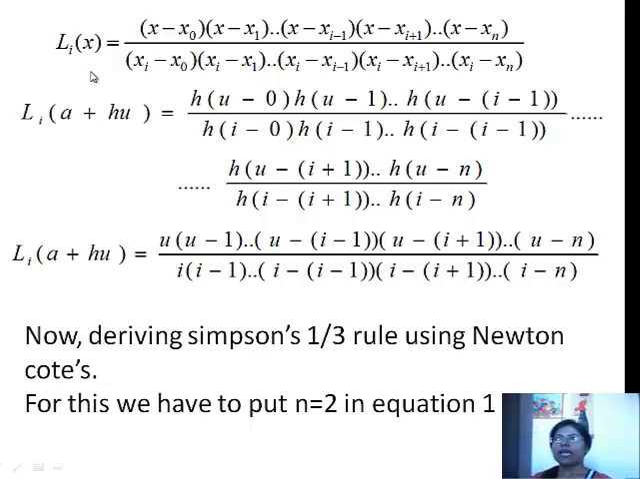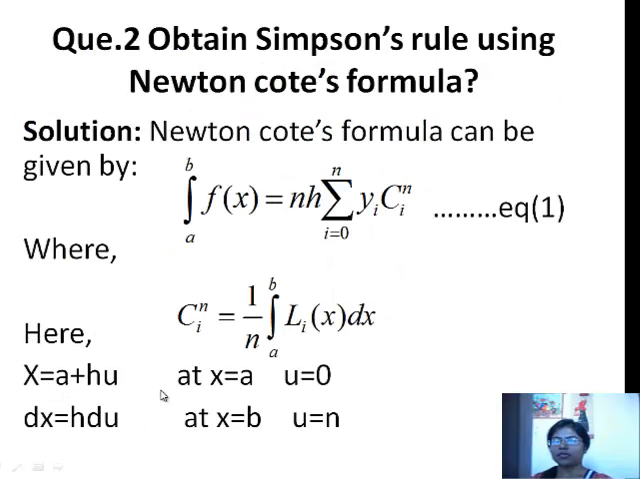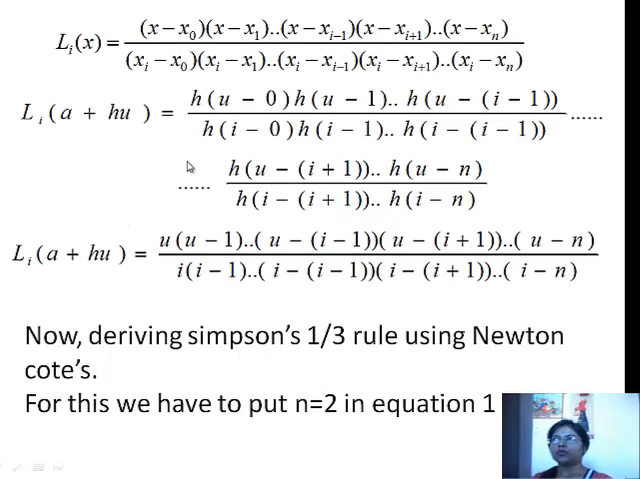Now if we substitute x as a plus hu, like we have been doing here, you can see that the above equation changes in this form. And again if we substitute li(a plus hu), this whole equation turns into this form: u into (u minus 1) into (u minus i minus 1) into (u minus i plus 1) into (u minus n), whole divided by i into (i minus 1), (i minus i minus 1), (i minus i plus 1) into (i minus n).